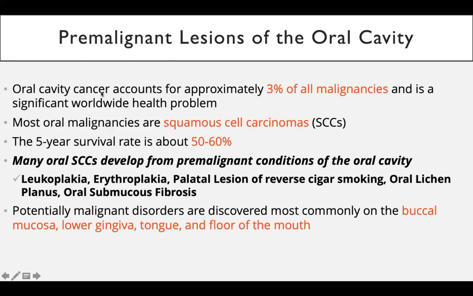Oral cavity cancer accounts for approximately 3% of all malignancies. That's why we need to know the pre-malignant lesions, so that when they are present, we can treat them and try to stop them from becoming malignant. It is a significant worldwide health problem. Most oral malignancies are squamous cell carcinomas. The 5-year survival rate is about 50 to 60%.